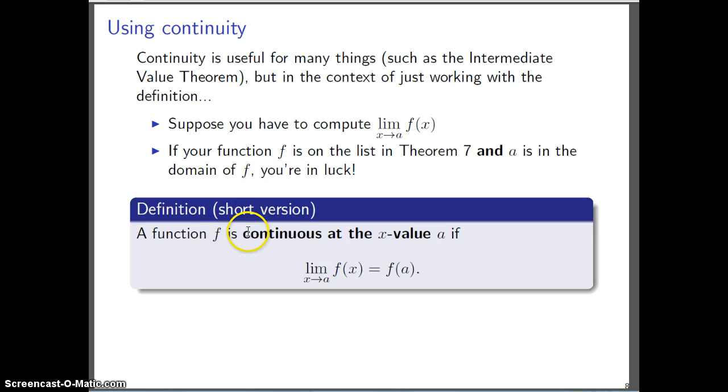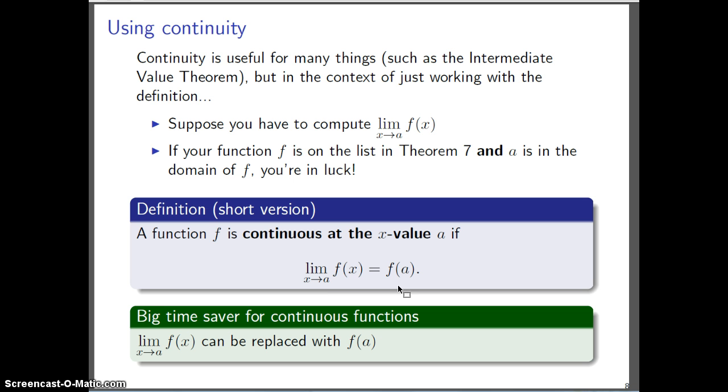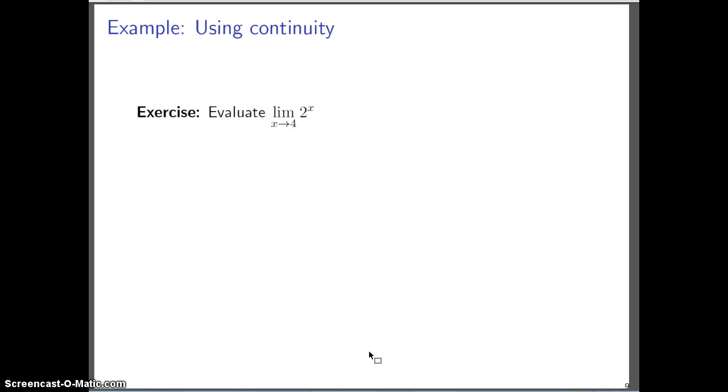Just to remind you what the definition of continuity is, at least the short version: it says that this limit, the thing you were just asked to find, is actually the same thing as f of a. So instead of computing this limit, instead of doing all this calculus, you get to do this algebra. You just get to evaluate a function at one particular value. So that's really nice, right? This is a big time saver. If you have a continuous function, the limit of f can just be replaced with f of a. So let's give this a try.